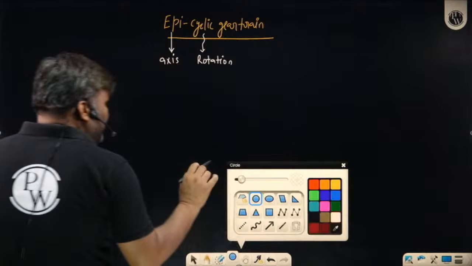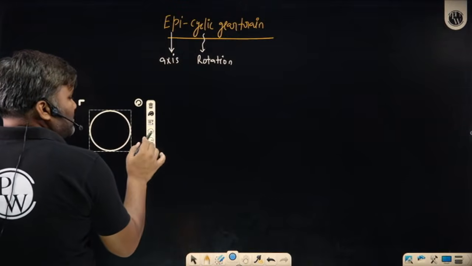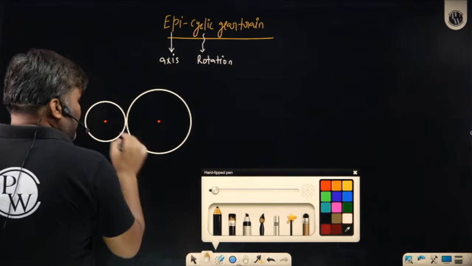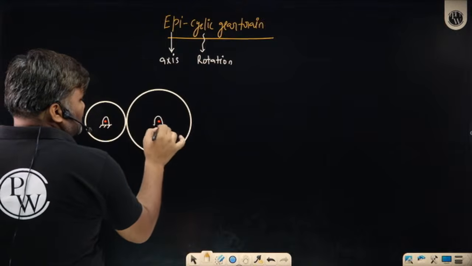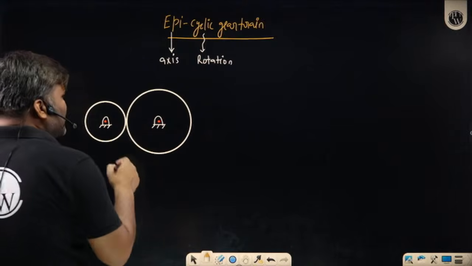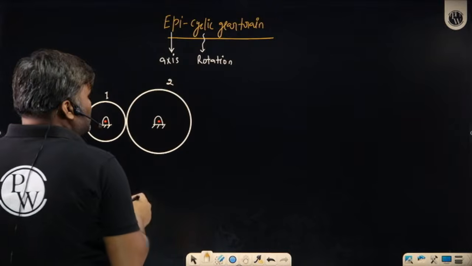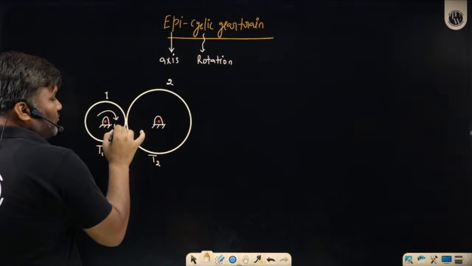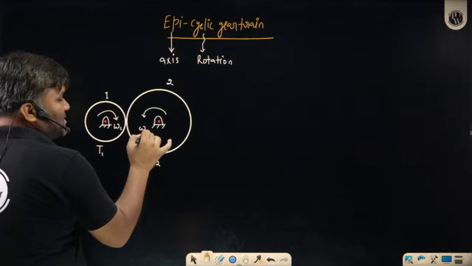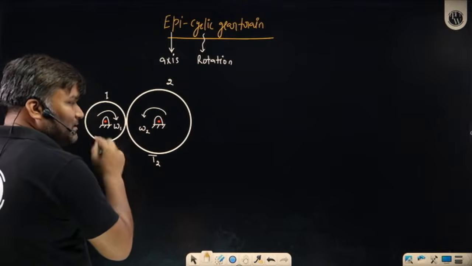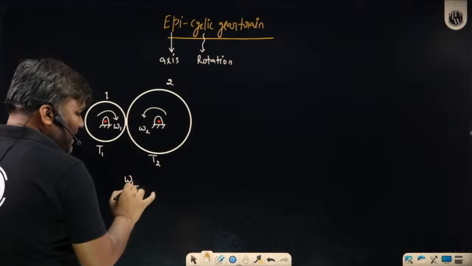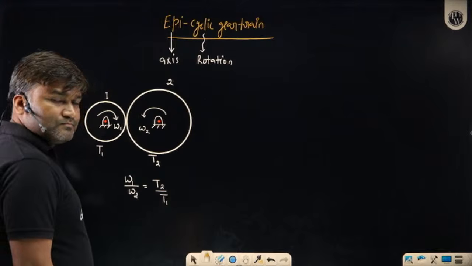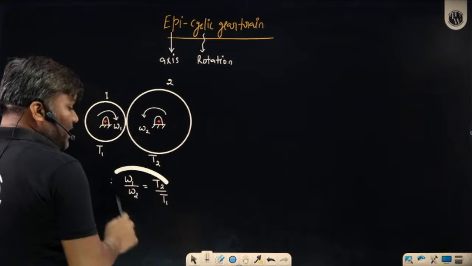Why am I saying this? Beta, if we have one gear engaging with another gear, both rotating about their fixed axis, how to solve it? It is very easy for me. This is my gear number 1, this is my gear number 2. Number of teeth T1 and T2. One is rotating with omega 1 speed, the other will rotate with omega 2 speed. How can I write the relation between omega 1 and omega 2? Sir, I have omega 1 by omega 2 is T2 by T1. I simply know this. And what does this indicate? Omega 1 by omega 2 is T2 by T1.